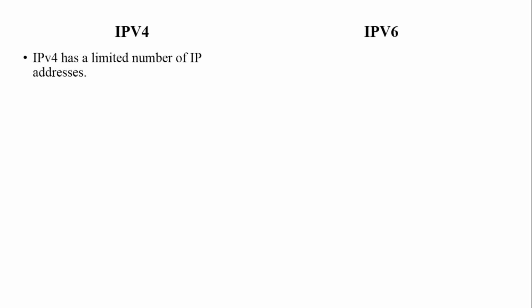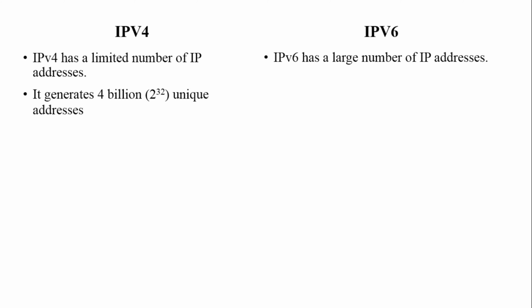Let's move on to another difference. IPv4 has a limited number of IP addresses and IPv6 has a large number of IP addresses. Because of the shortage of IPv4 IP addresses, IPv6 came into existence. IPv4 has a very limited number of IP addresses and that's why IPv6 came into existence, and IPv6 has a large number of IP addresses.